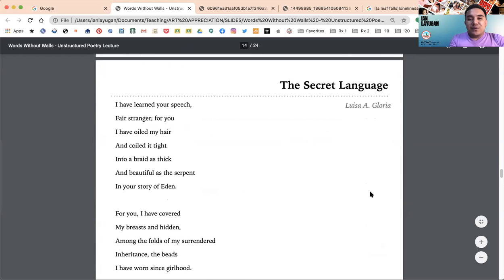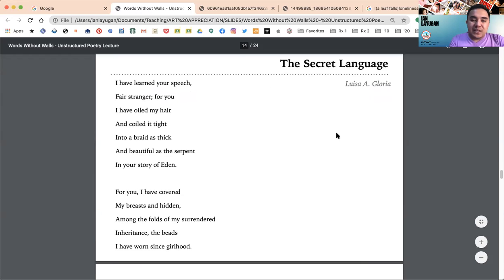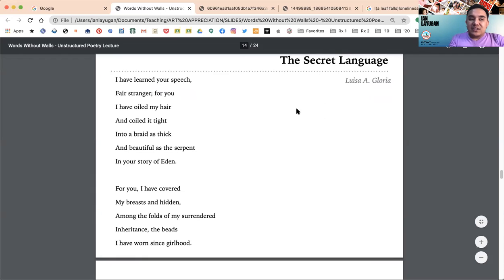I would like to close the session by discussing The Secret Language by Luisa Igloria. Luisa Igloria is a Cordilleran writer. She was just awarded Poet Laureate of Virginia in the United States a few months ago. Okay, so I'll just read it to you.